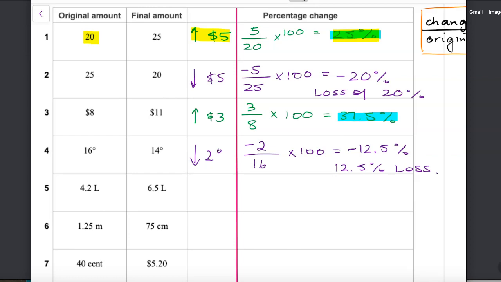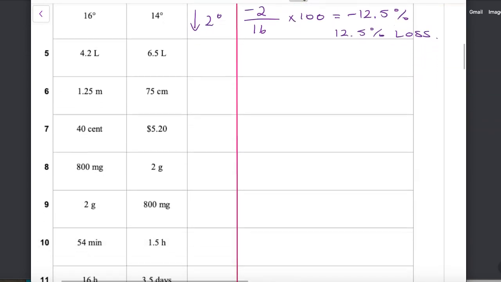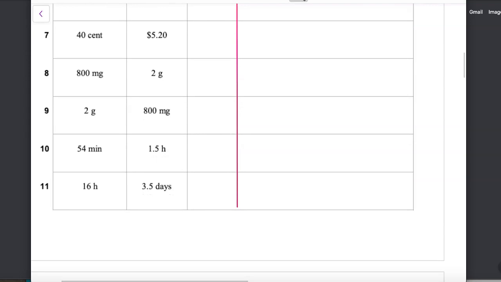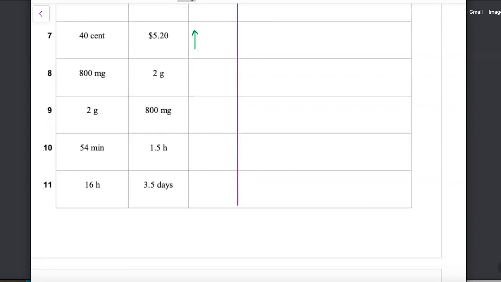Let's pop down to now question number 7. We begin with an original amount of 40 cents, and our value has increased to $5.20. So we definitely have an increase here. And we have an increase of $4.80. What's really important though is that when we're comparing original to new amounts or final amounts, we need to have our values in the same units to make that comparison. So I'm going to change this to 480 cents.